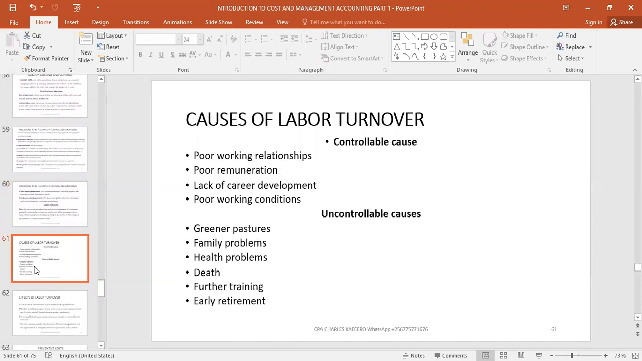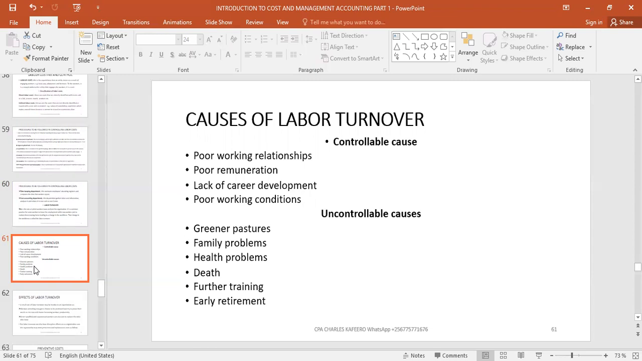So I want to talk about some of the causes that can lead to labor turnover. What causes people to leave the organization, and what causes others to join to replace those who left? Well, these causes are categorized into the controllable causes and the uncontrollable ones.